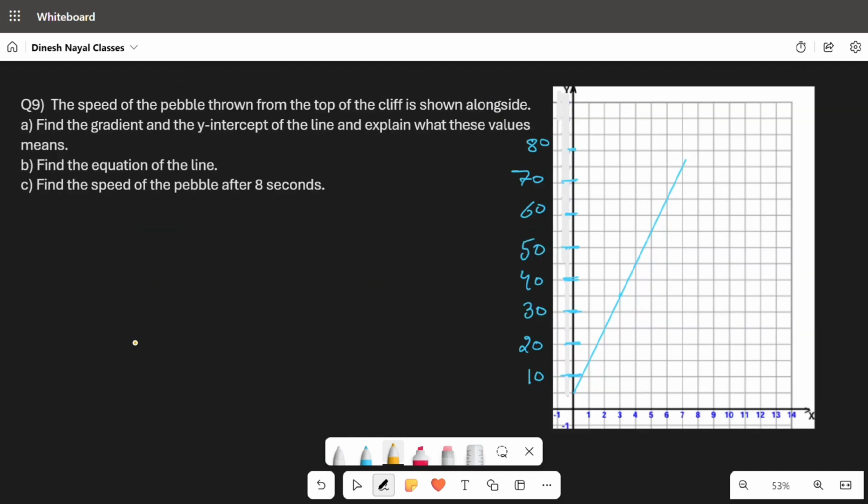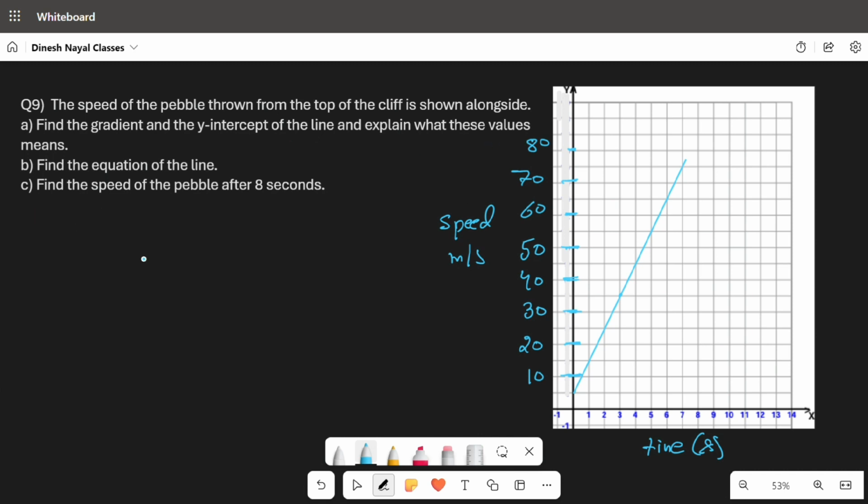Now question 9. The speed of the pebble thrown from the top of the cliff is shown alongside. They have given time along the x-axis, this is time in seconds, and the y-axis is the speed, in meters per second. Find the gradient and the y-intercept of the line and explain what these values mean.